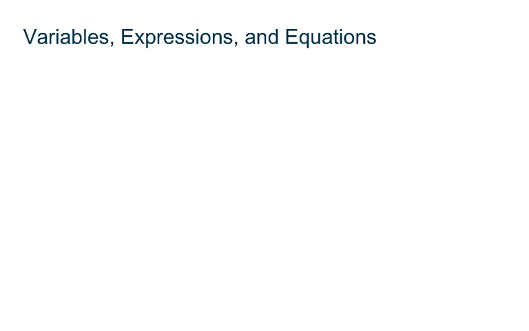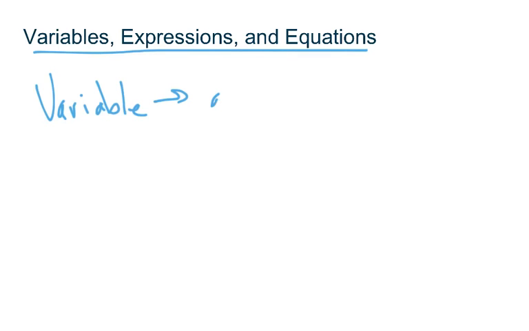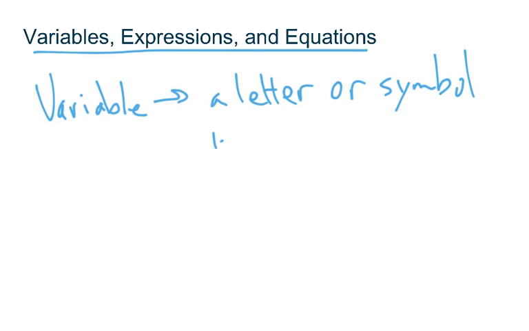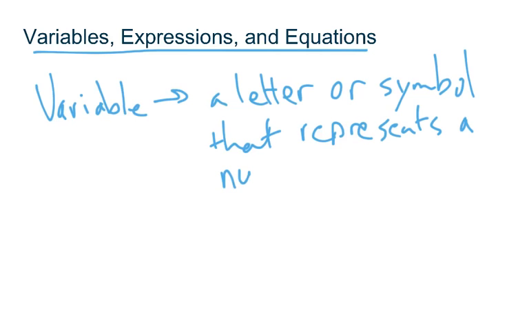So first, let's talk about variables, expressions, and equations. A variable is simply a letter or symbol that represents a number. And there are several different applications of a variable and different purposes we can use them for.